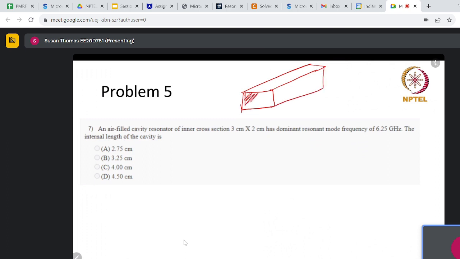So I hope you remember, these two plates are basically shorted. Then you call it a cavity resonator. And this is the dimension, 3 centimeter and 2 centimeter. It has a dominant resonant mode frequency of 6.25 gigahertz. The question is, what is the internal length of the cavity? I hope you understand what we mean by the length of the cavity. So this is your length of the cavity, L.